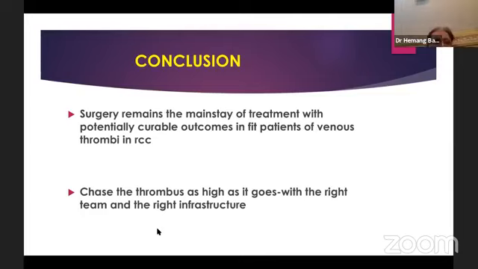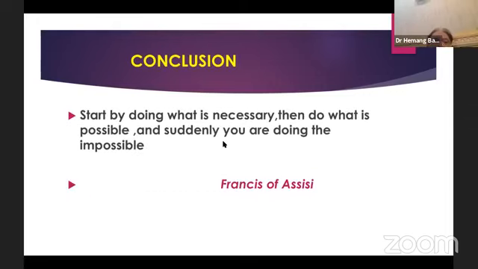In conclusion, I would say that surgery remains the mainstay of treatment with potentially curable outcomes in all fit patients. All fit patients should be operated on regardless of the level of the venous thrombus. And we should be chasing the thrombus as high as it goes. But the goal should be to first control the thrombus above the upper level. Start by doing what is necessary, do what is possible, and suddenly you will find that you are tackling these cases more and more with a great deal of confidence.